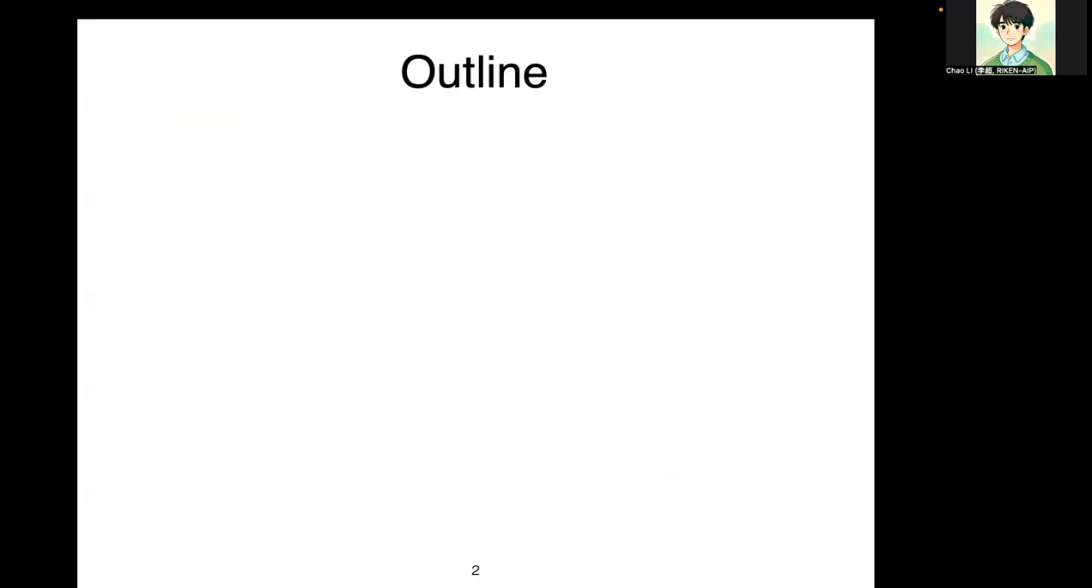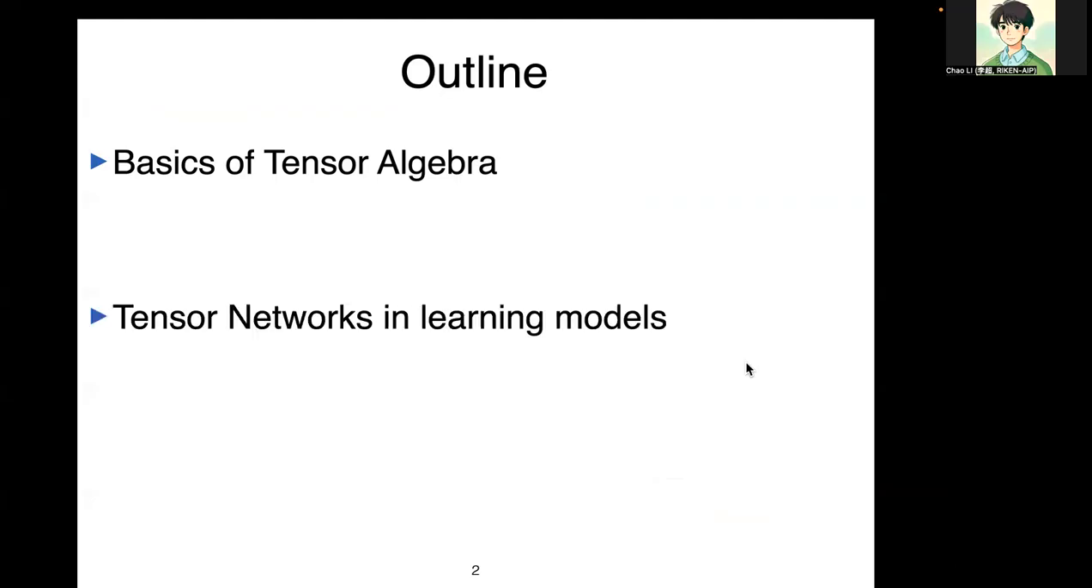I've organized my section into three parts. First, I will introduce the basics of tensor algebra, covering tensors, tensor contraction, tensor networks, and so on. Next, I will talk you through the recipe for using tensor networks in learning models. Finally, I will discuss practical applications of tensor algebra, highlighting our recent papers that apply tensor networks in real-world problems.